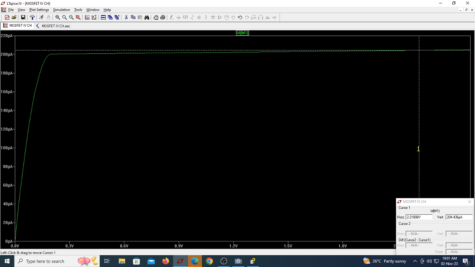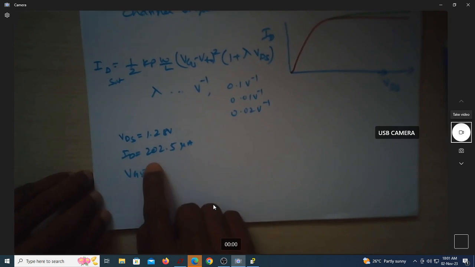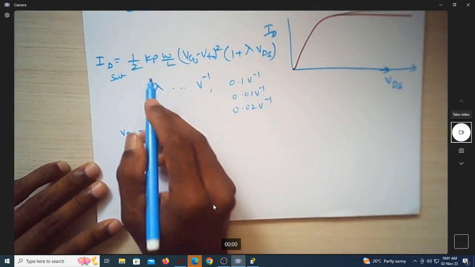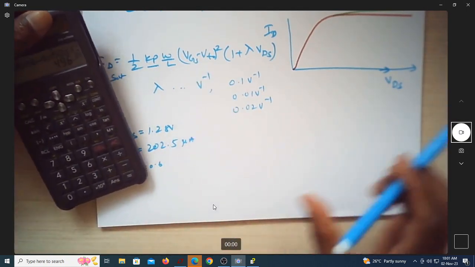So let us take a particular value of VDS, ID and lambda and verify that. VDS is 1.28 volt, ID is 202.5 microampere, and of course VGS is 0.6. So these are the specifications that I have now. Of course I know that this KP is 200 and this W/L is 50. So let me plug in these values and then find out.